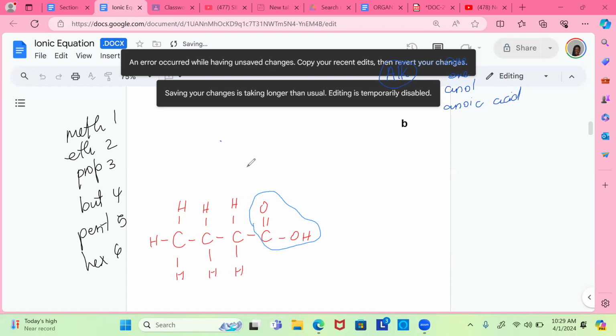So carboxyl belongs to which homologous series? Alkanoic. Not just alkanoic, it's alkanoic acid. So it belongs to alkanoic acid. Then I'm counting the number of carbons. So I count 1, 2, 3, 4. When the number of carbon is 4, I am going to replace alk with but. Clear? So the name of this compound is butanoic acid. Clear?